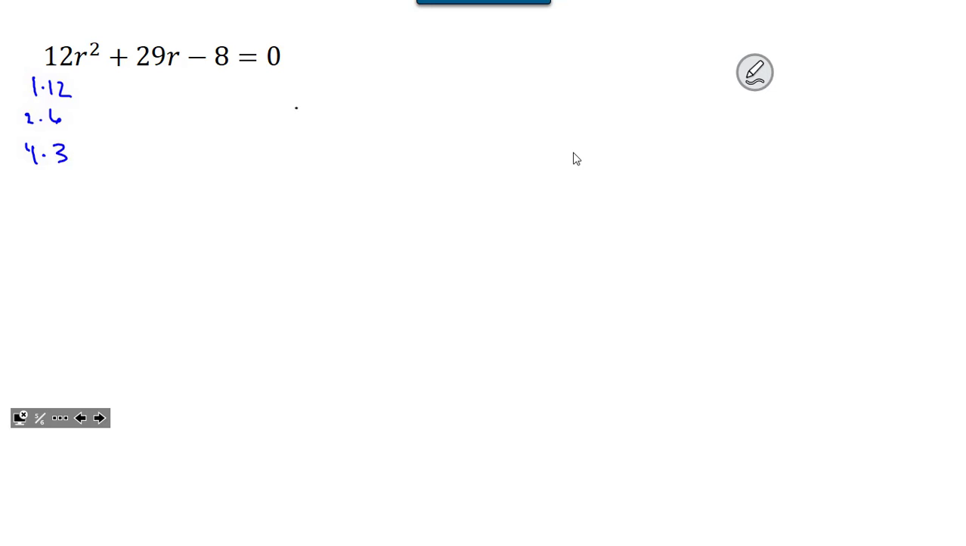And so you could sit there and you could guess and check, or if someone taught you how to do something using the AC method, you could also use the AC method. But you could sit there and guess and check with your different factors of 12. So you could have to check with r and with 12r, and then you'd also have to check with the 2r and the 6r, and you'd also have to check with the 3r and the 4r.